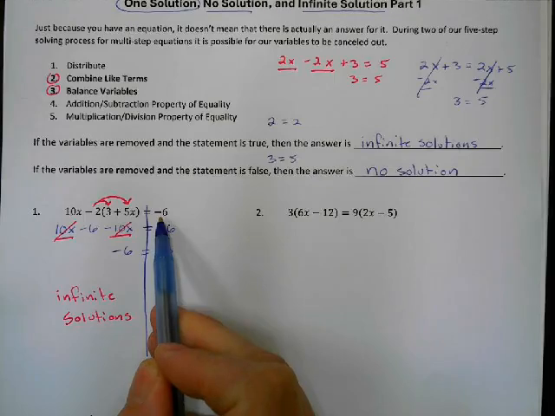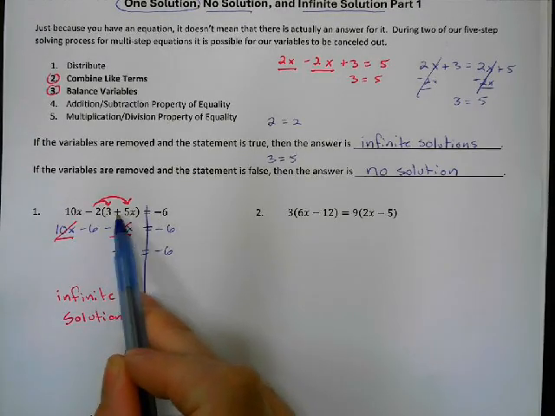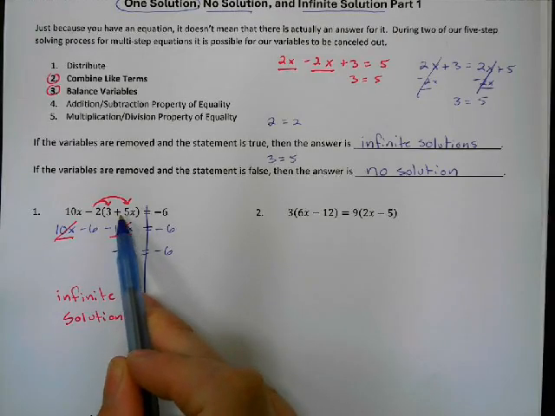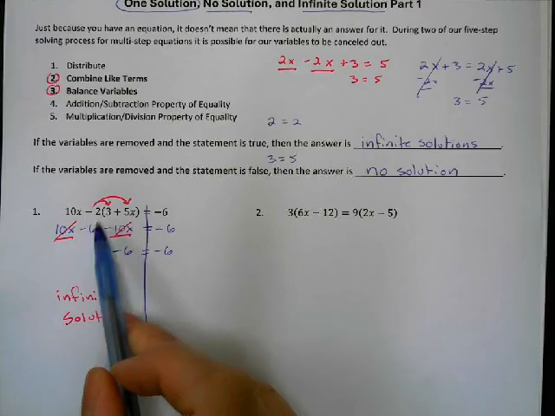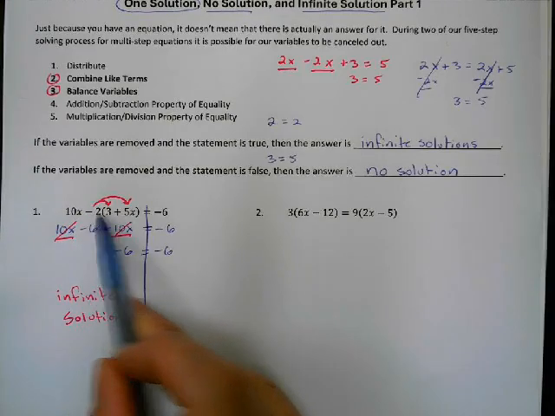Can I plug in other numbers? Sure, let's plug in 0. If I plug in 0, 3 plus 5 times 0, so that's 3 plus 0 is 3. 3 times -2 is -6. And over here, 10 times 0 is 0. 0 minus 6 is still -6.